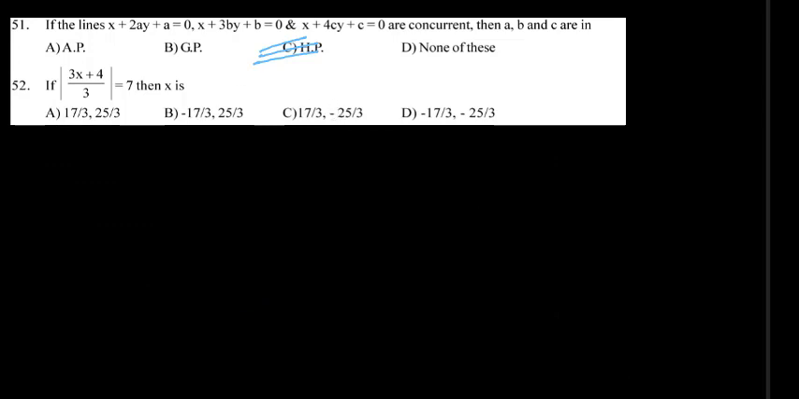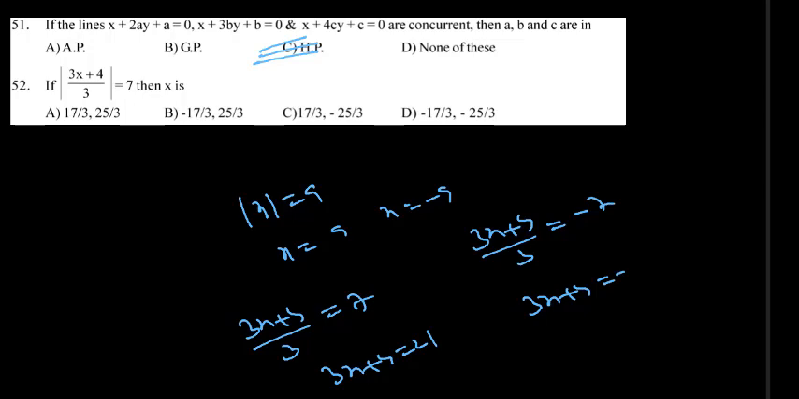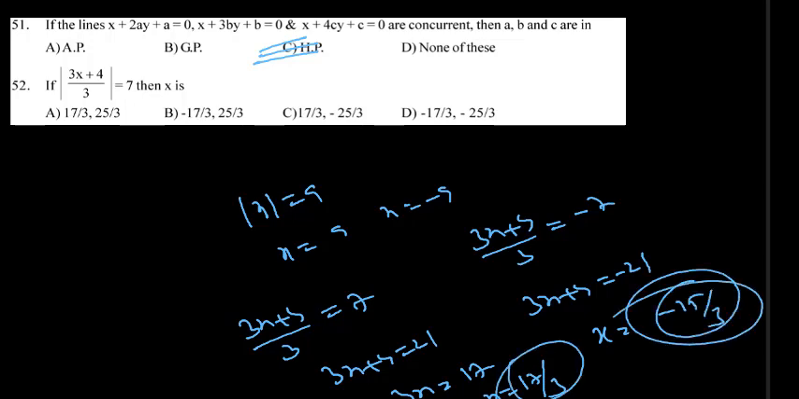So problem 52, straight away you can solve. Mod x is equal to a and a is a non-negative number. Directly I can say x equal to a or x equal to minus a. So 3x plus 4 by 3 should be equal to 7, or 3x plus 4 by 3 equal to minus 7. Or 3x plus 4 equal to 21, or 3x plus 4 equal to minus 21. Or 3x is equal to 17, x is equal to 17 by 3. Here x is equal to minus 25 by 3. So x is 17 by 3 or minus 25 by 3. So I can go with option B.